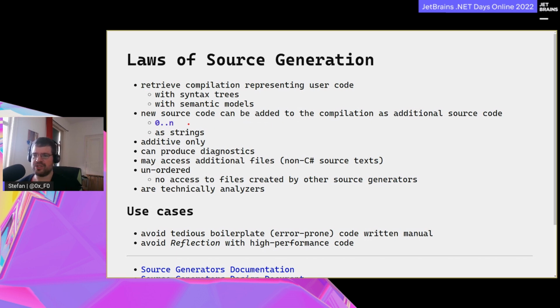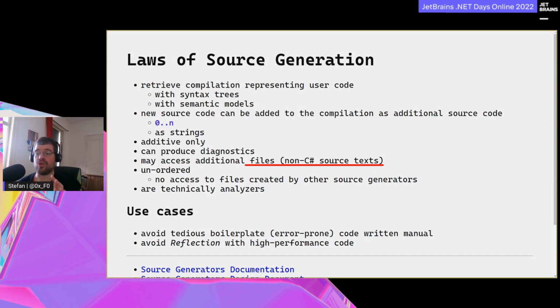And the output of a source generator is either 0 or any amount of source files, not necessarily files, but source documents. And the result is a string. And this string gets then back into the compilation and is then combined together with the user code. So user code plus generated code is the final compilation. Since generators are technically analyzers, they can also produce diagnostics, such as warnings and errors, perhaps to give the consumer of the generator a little hint about what to do in order to make the source generation possible.